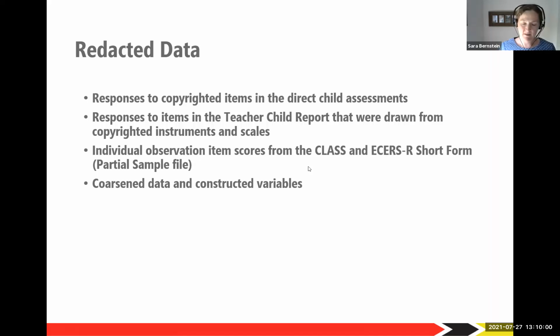Related, Appendix D doesn't include the items administered to children in the direct child assessments, nor does it include the classroom observation protocol forms. It does include the native culture and language in the classroom observation form. That's a subset of the observation that's not copyrighted. So that form is in the appendix to the user's manual.